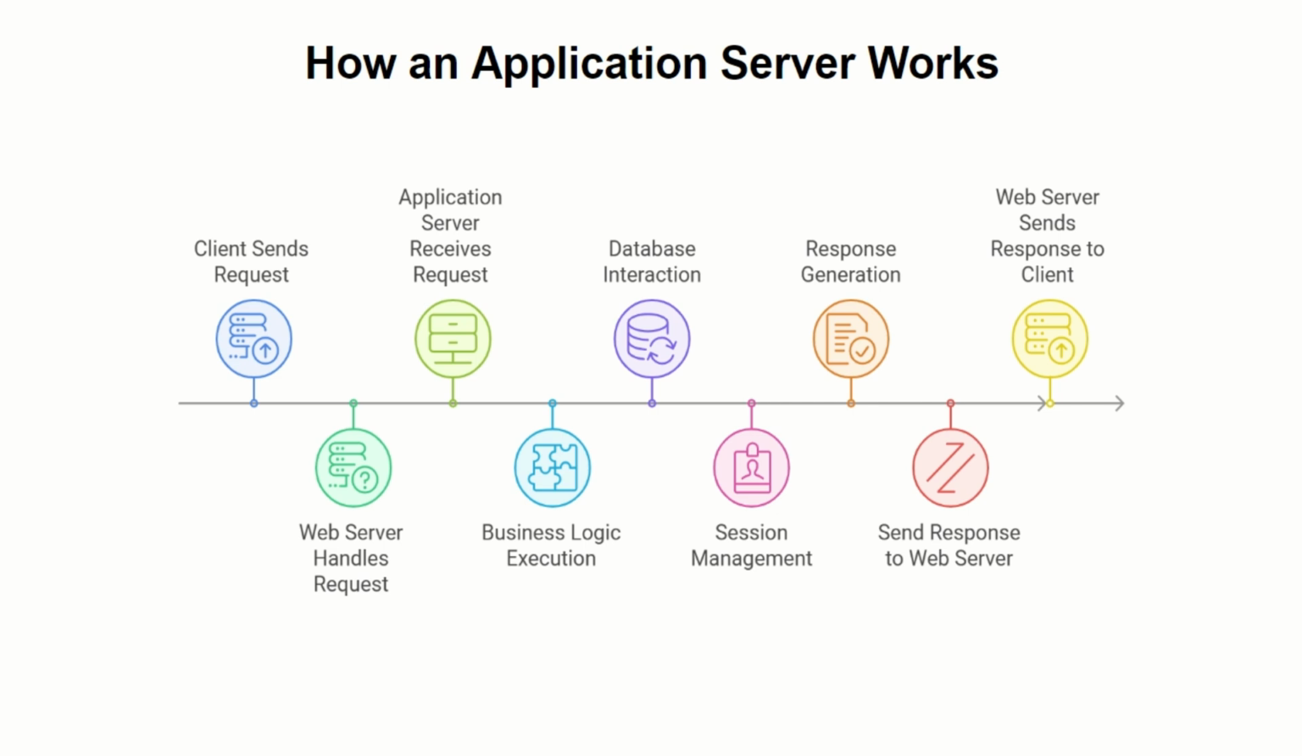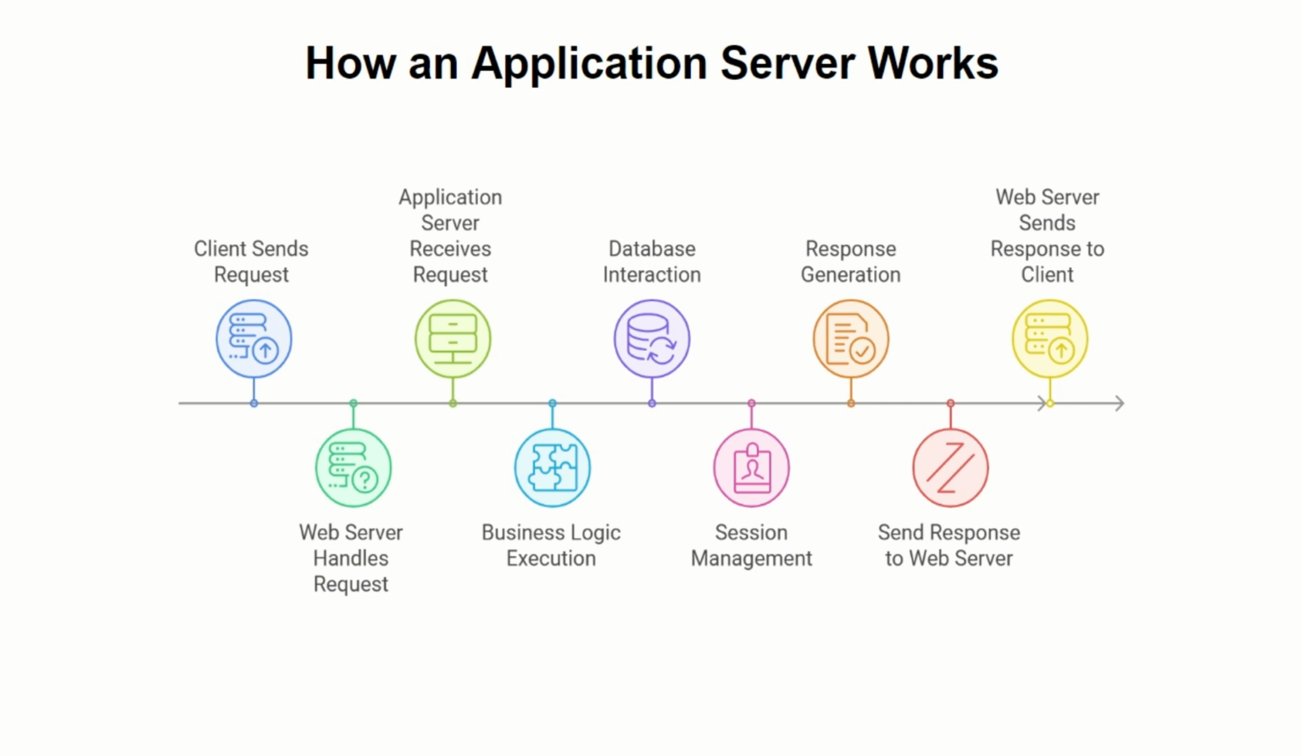If there is a web server like Apache or Nginx, it typically handles the initial HTTP request. If the request is for static content, the web server directly serves the content. If the request is for dynamic content, the web server forwards it to the application server. The application server receives the forwarded request from the web server. This is typically done over HTTP or another protocol depending upon the configuration.